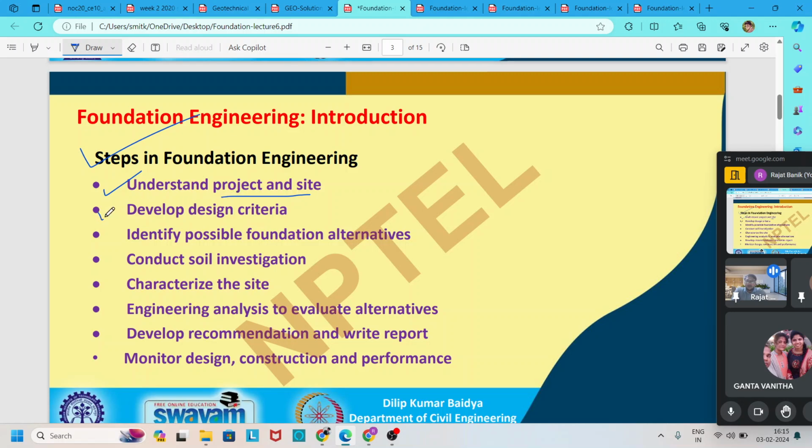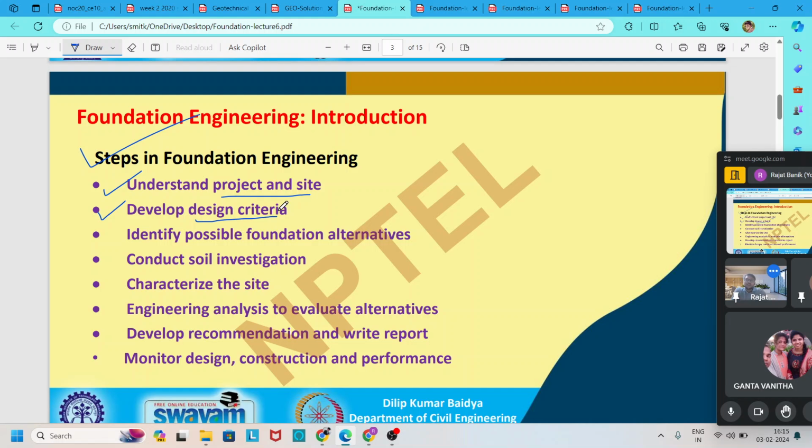Then we also develop the design criteria. What are the base parameters? That means there should be some baseline below which we cannot design our foundation. So we need to develop some design criteria. For example, for a particular soil, the bearing pressure, that means the load carrying capacity of the soil, may be 20.